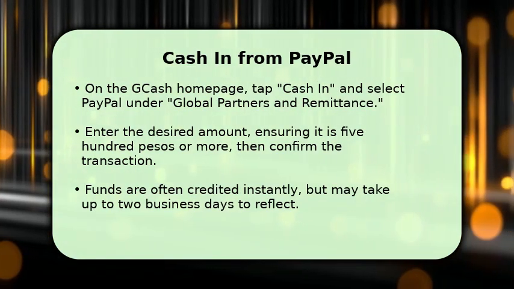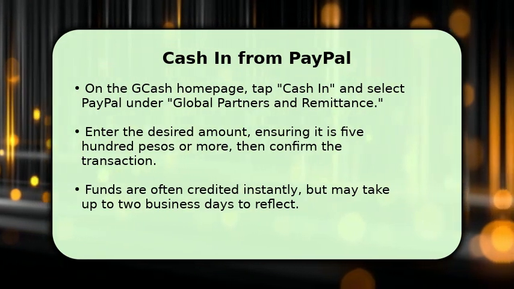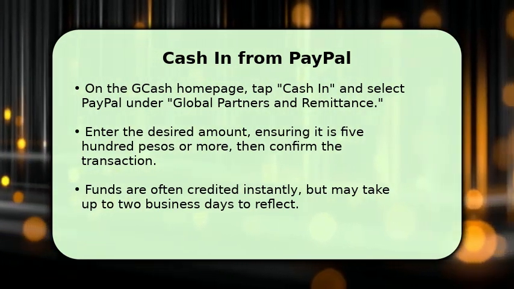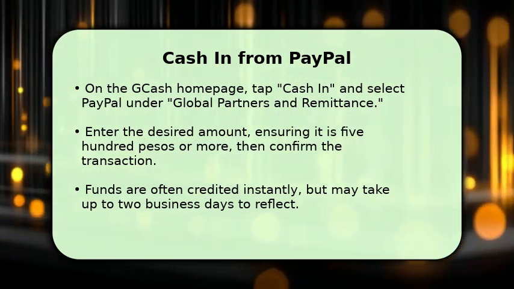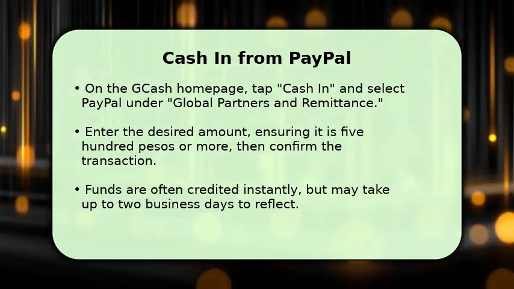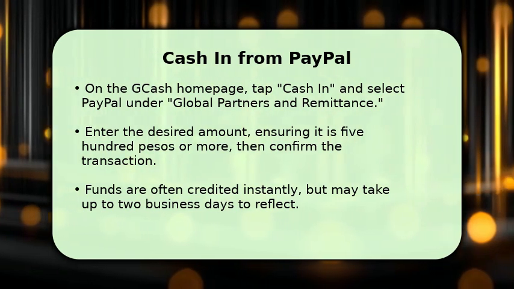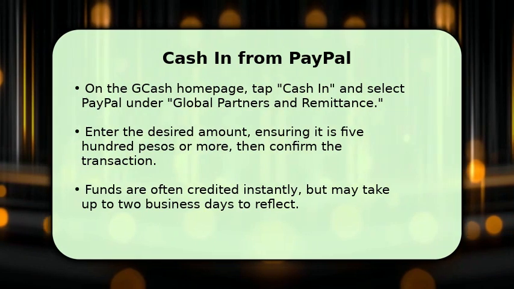Once your accounts are linked, open the GCash app and tap Cash In. Select PayPal from the Global Partners and Remittance category. You will then enter the amount you wish to transfer, remembering the minimum of 500 pesos. Review the details carefully and confirm the transaction. Most transfers are processed instantly, allowing you quick access to your funds.